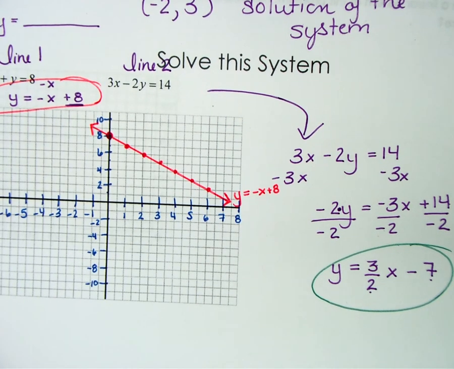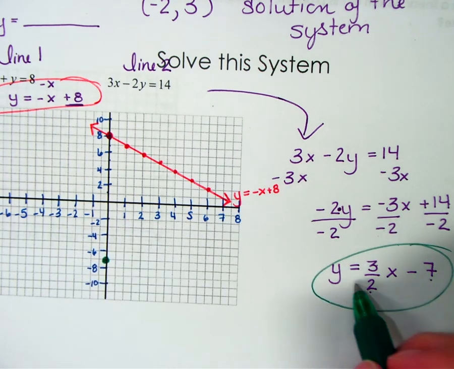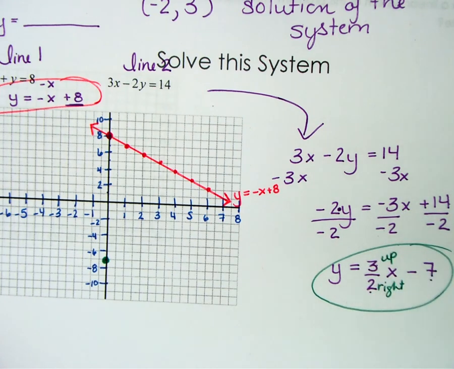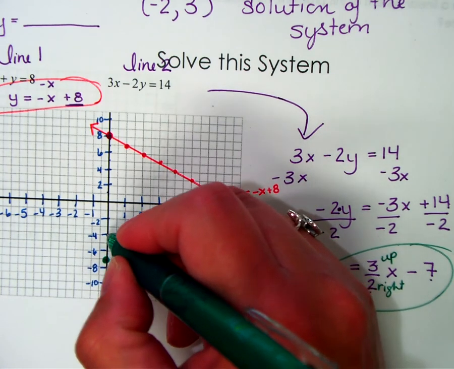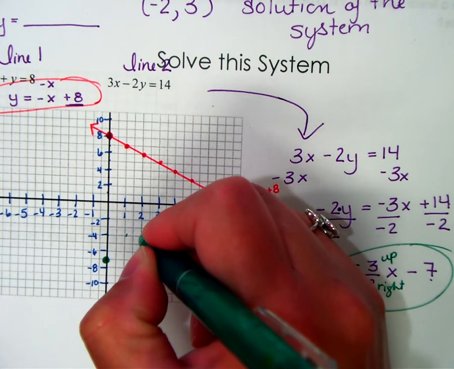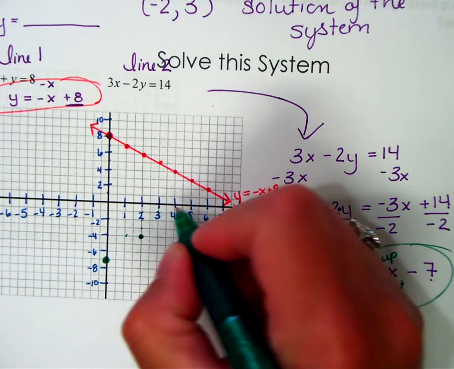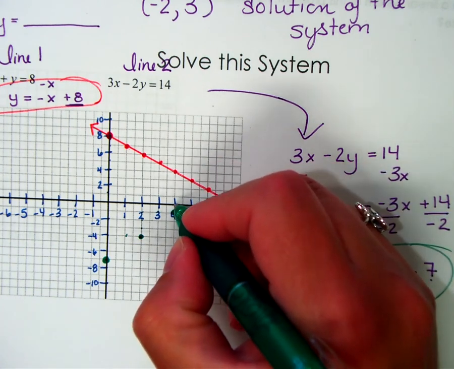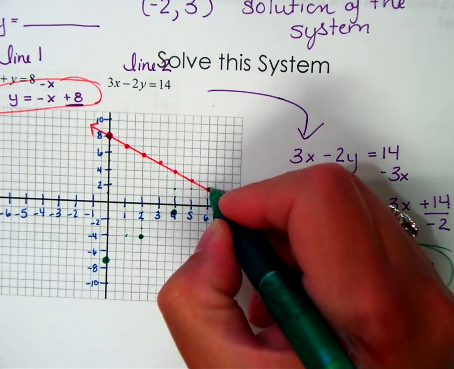And so what's my first point? -7. So I'm going to drop that point on first. And then I'm going to use this as a road map. So we're going up 3 and we're going to the right 2. So 1, 2, 3, 1, 2. So there's that point. I'm going to go 1, 2, 3, 1, 2. There's that point. 1, 2, 3. 1, 2. Oh, look at that.